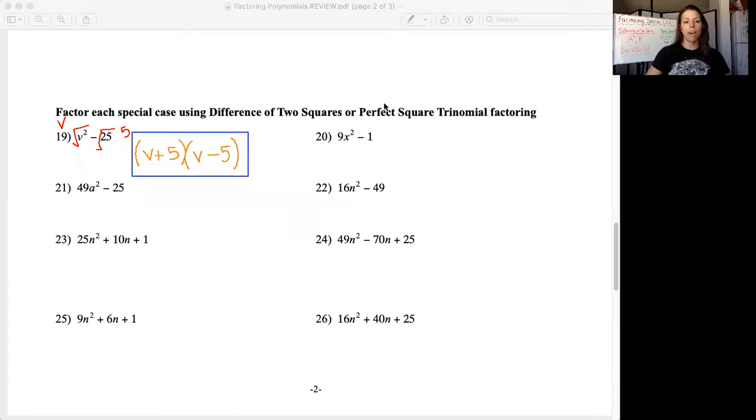If you can identify that this is a difference of two squares, it's actually a lot simpler to factor than if it wasn't. Okay, number 20, we have 9x squared minus 1. Is it a difference? Yes. Are there two terms? Yes.